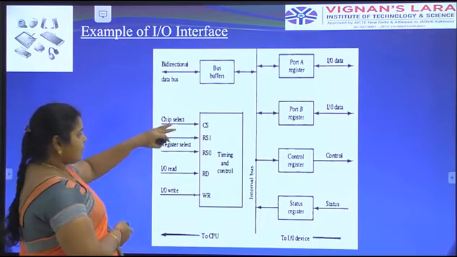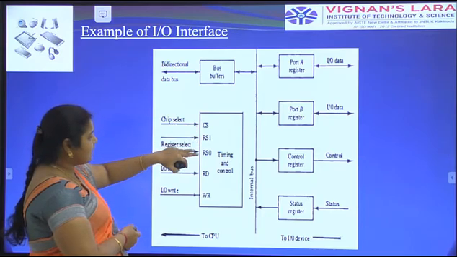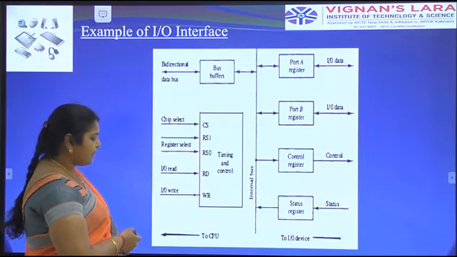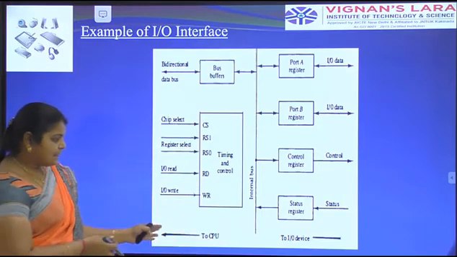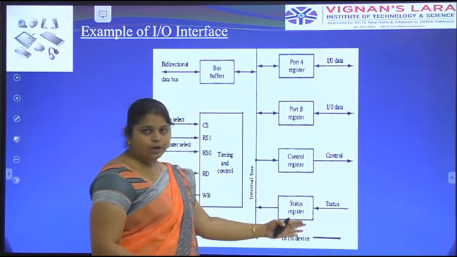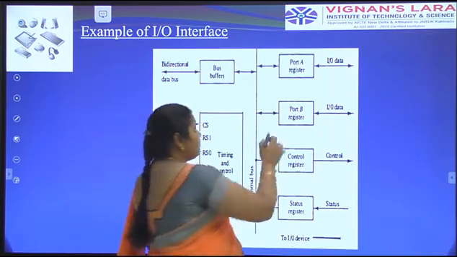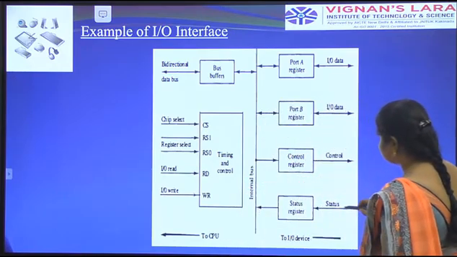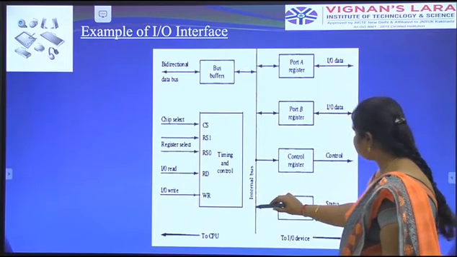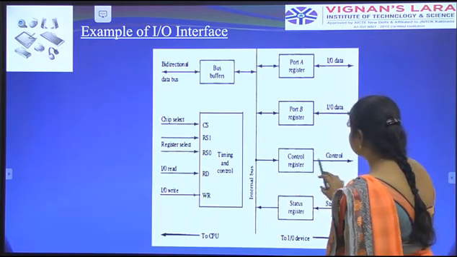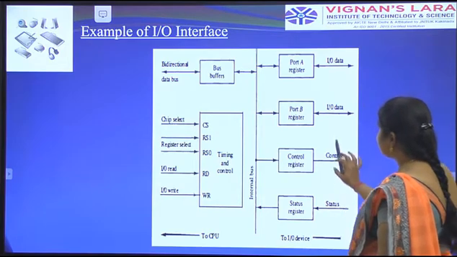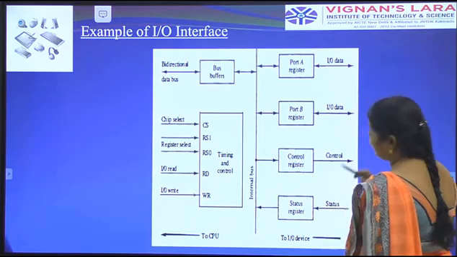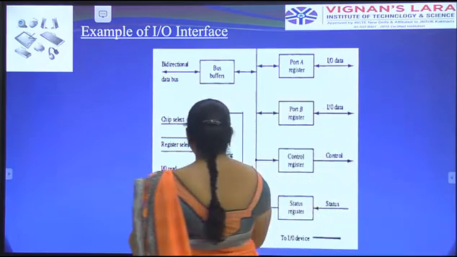Here in timing and control, CS is chip select and RS is register select. Register select has 0 and 1, plus read and write operation. This side is the CPU and this side is the IO devices. This is port A, port B, control register and status register. The status is transferred from the status register to the bus, and the control register can transfer to the outside, to the IO devices. This is IO data. Port A and port B are connected to IO data. This is the timing and control.